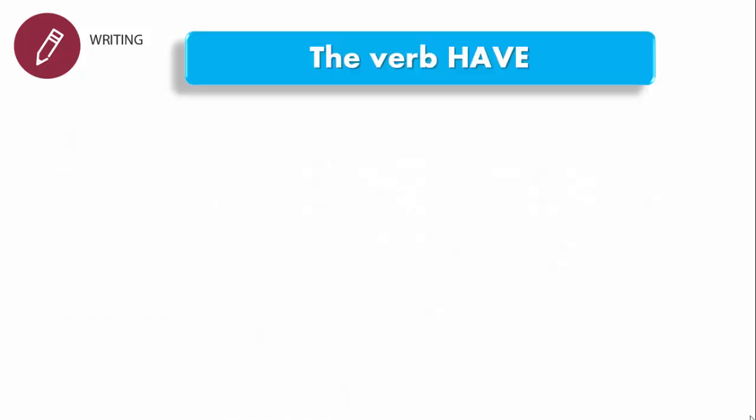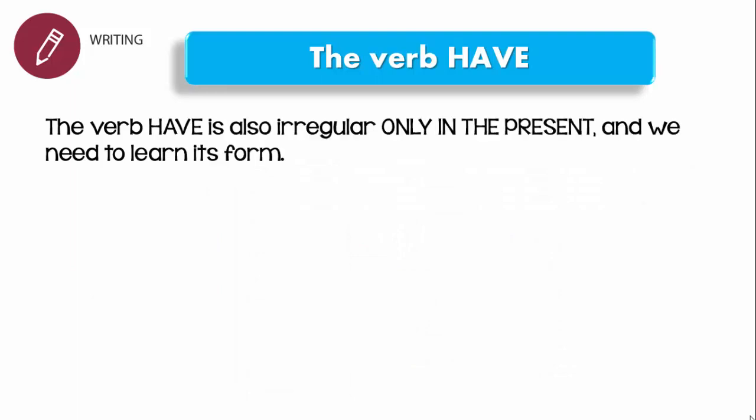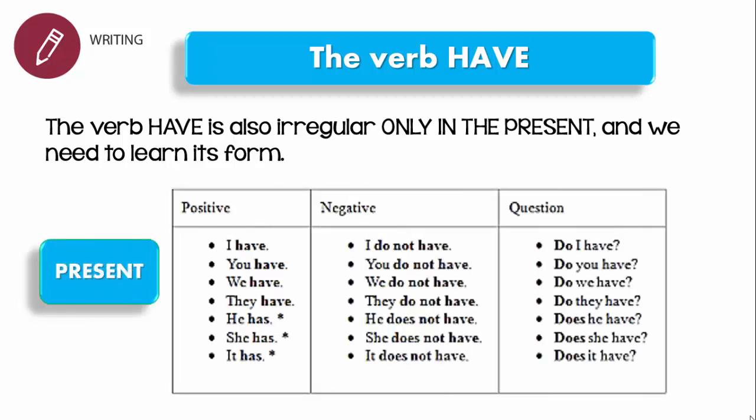The verb have. The verb have is also irregular only in the present, and we need to learn its form. Here you have an example of the verb have conjugated in the present, and you can notice how the different forms adapt to the subjects.